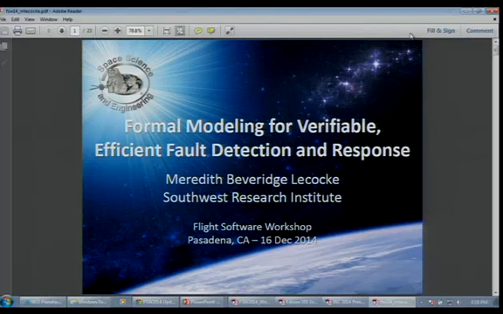Well, good afternoon. I'm Meredith Lecocke from Southwest Research Institute in San Antonio, Texas. And I don't have anything nearly as exciting as dying in a big ball of fire from an asteroid impact, but I hope that at least it's better being in here warm and dry than outside in the cold and rain.